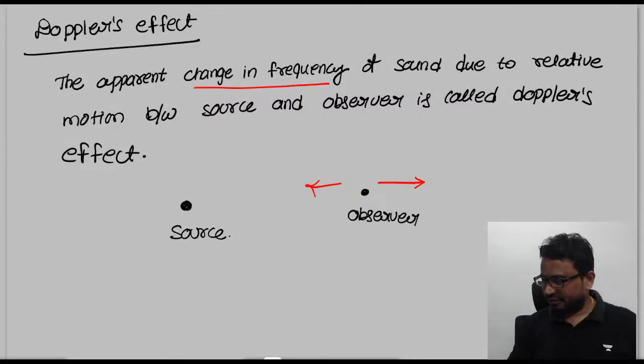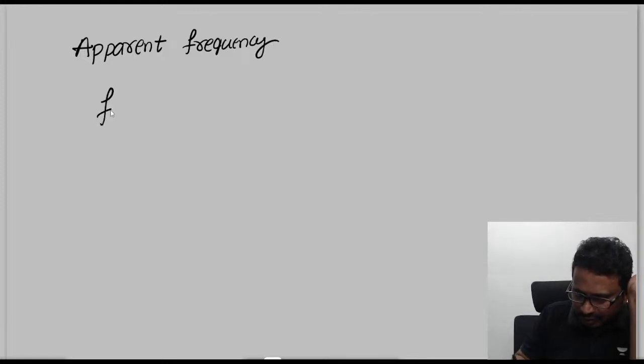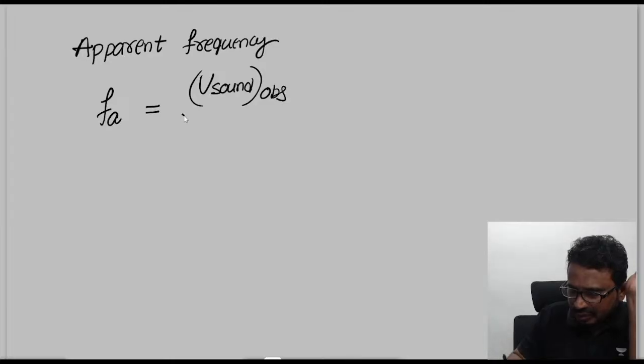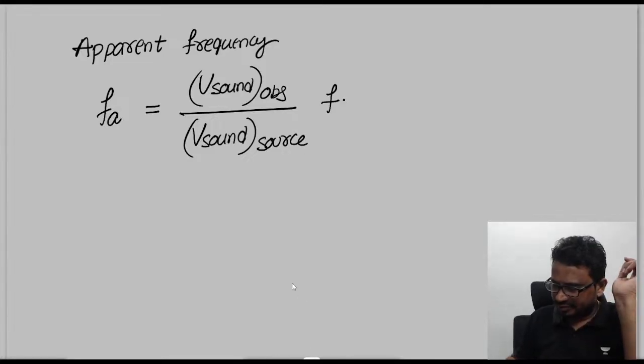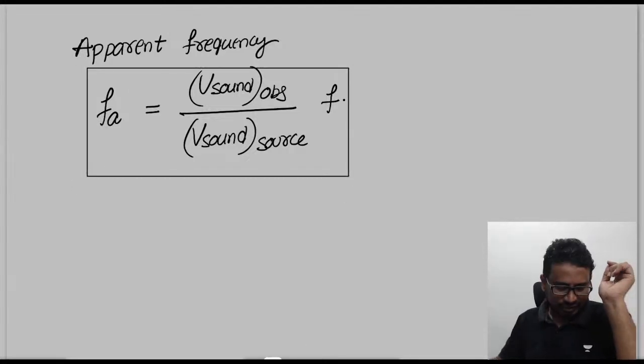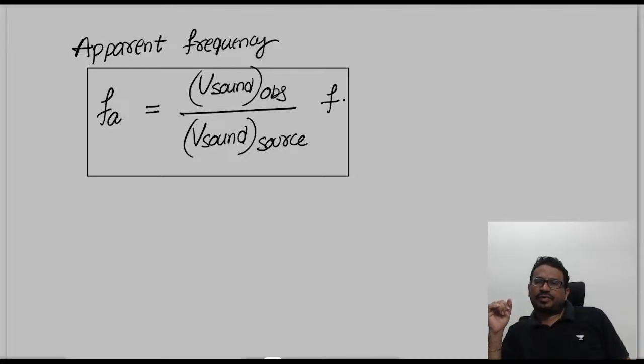The variation of frequency. The apparent frequency formula: fA is given as the velocity of sound with respect to the observer by the velocity of sound with respect to the source, into the actual frequency. The frequency heard by the observer may increase or decrease, depending upon the relative motion between the source and the observer.